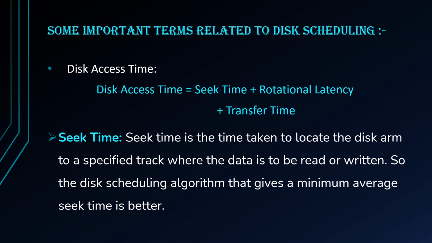Important terms related to disk scheduling. Disk access time. There is a formula for disk access time: disk access time is equal to seek time plus rotational latency plus transfer time. The sum of seek time, rotational latency and transfer time is called disk access time. What is meant by seek time? Seek time is the time taken to move the disk arm to a specified track where the data is to be read or written. So the disk scheduling algorithm that gives a minimum average seek time is better.